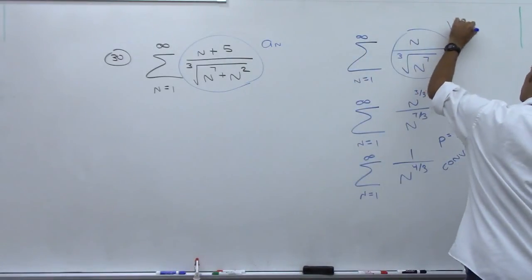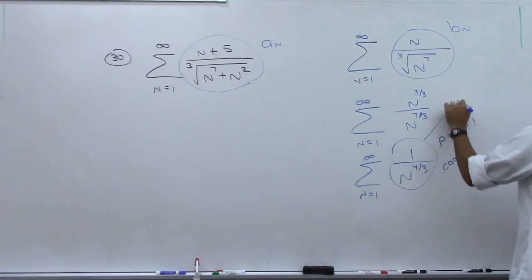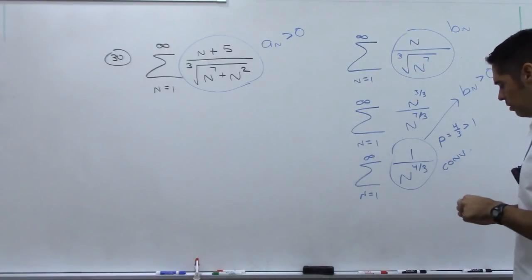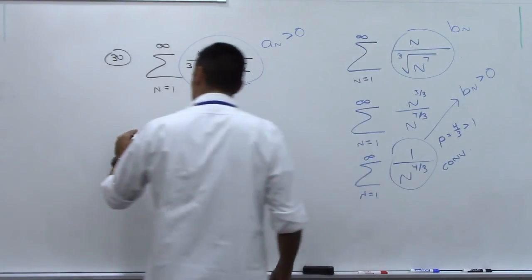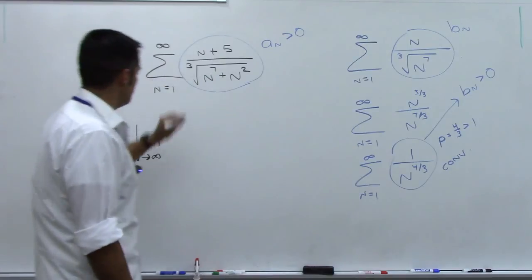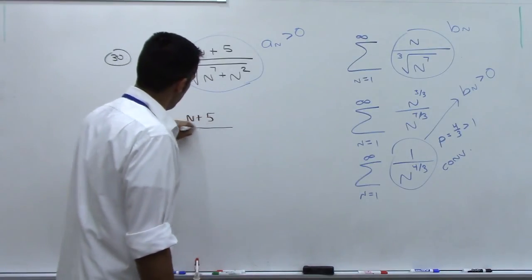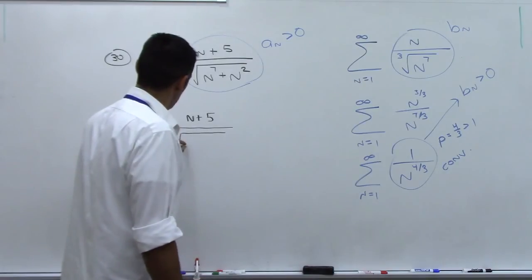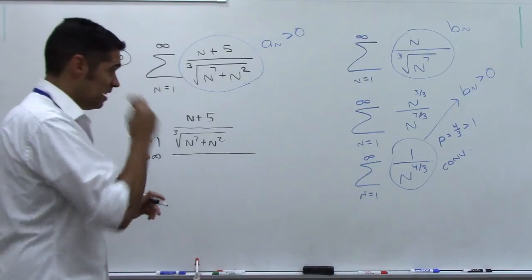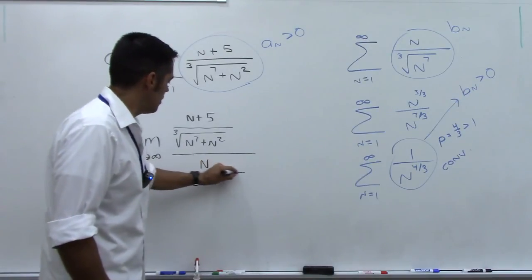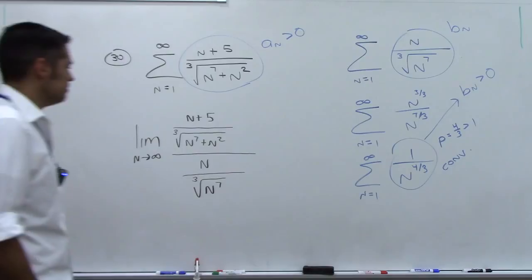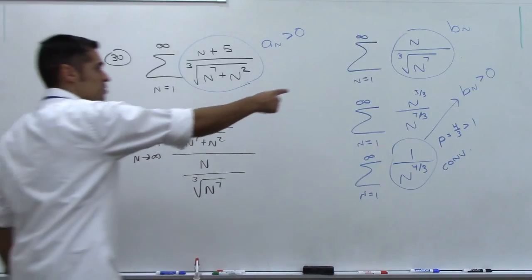It's my a sub n, that's my b sub n. Actually, I'll do this as my b sub n. This is positive. This is obviously positive also. So now let me do my limit. Take the limit as n goes to infinity of my a sub n over my b sub n. It's going to look ugly. Let's do n over cube root n to the 7. So I'm using this one up here.